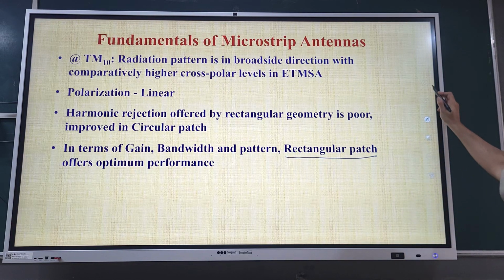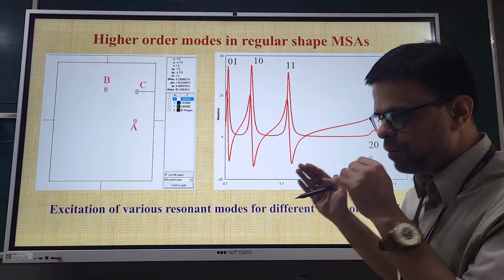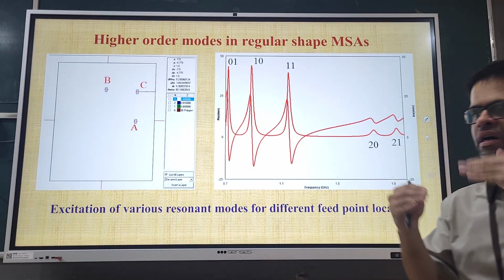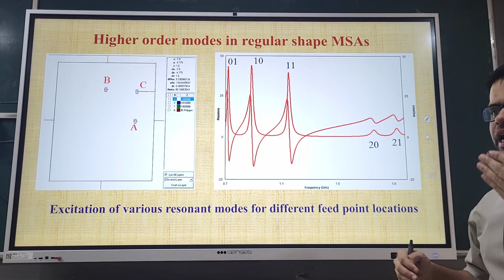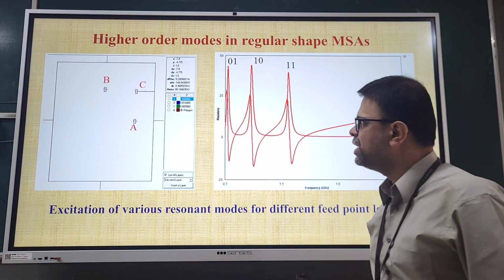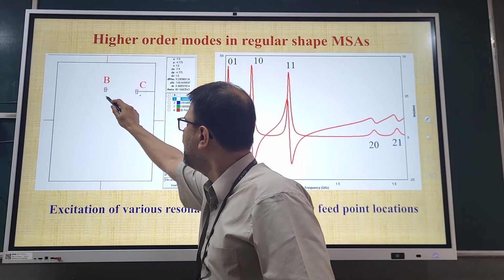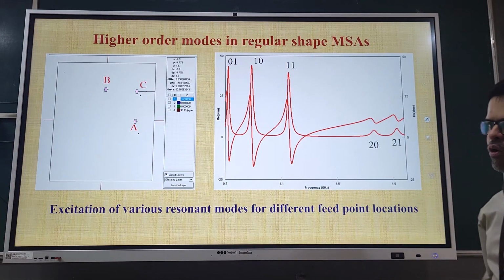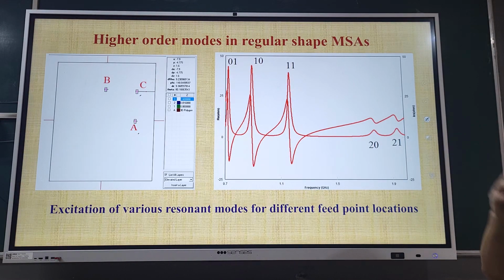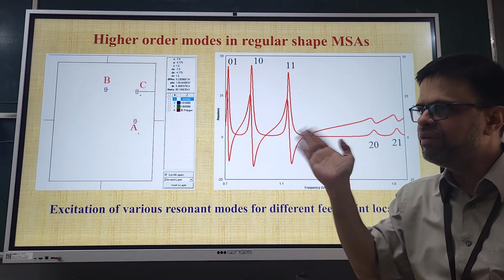Okay, fine. So now let's begin our journey with respect to the higher order mode excitation. As I said, this is a very important topic with respect to the design of broadband, circular polarized or even defected ground plane structure antennas. I have shown the model over here. I have shown three feed point locations: feed point A, B and C. Now when the feed point is at point A, that is along the length of the patch, the 10 mode is bound to get excited. The 01 mode will not come.